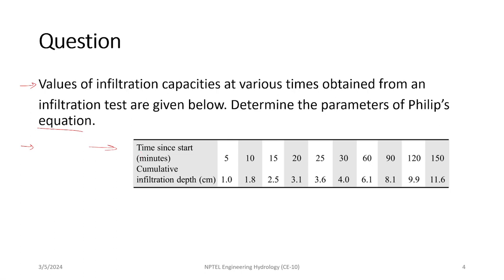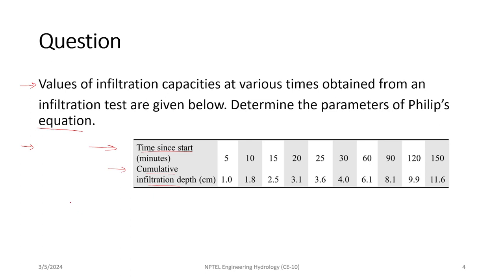What they are measuring is the cumulative infiltration depth, recorded with the variation of time. Definitely there will be a stopwatch in the field, and at the same time they will have some infiltration instrument, like a single ring infiltrometer or maybe a double ring infiltrometer. Based on that, the data have been recorded. Now we have to quantify the parameters of the Phillips equation.